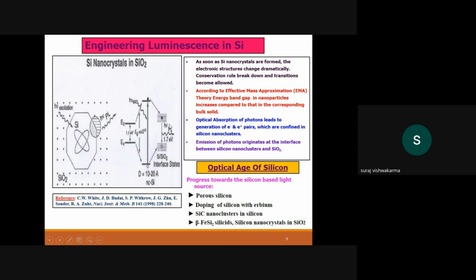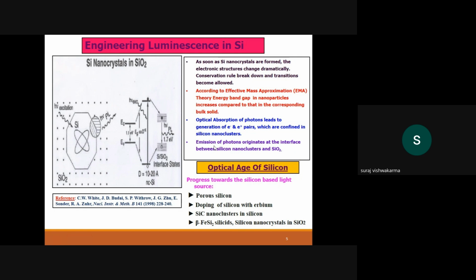This is the experiment called photoluminescence, which shows the emission of a 1.7 electron volt energy photon. So we say that there is a possibility that light energy can be emitted. There is a method called effective mass approximation. That is the theory which explains how the nanoparticle can produce optical light.